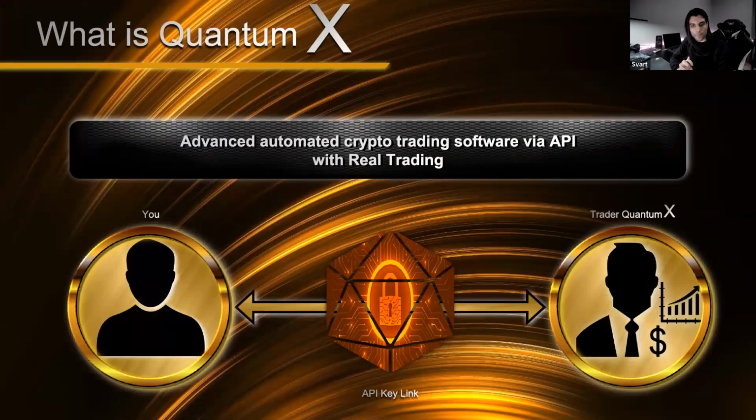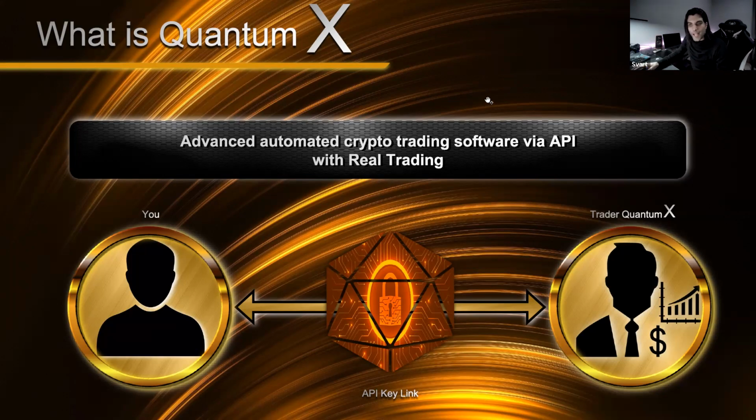What is Quantum X? Quantum X is an advanced trading system that allows the user to make their funds work in maximum safety. Why? Because the API connection provided by the exchange allows the professional Quantum X trader team to carry out operations, but with no withdrawal permission. So this is a fundamental step because we will always have total control of our funds. We let a professional trading team operate on our exchange, but we maintain the security of our funds.